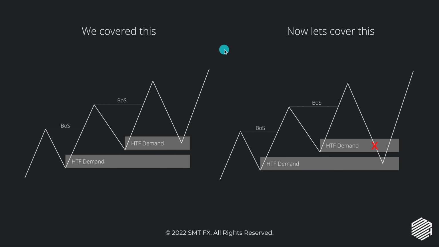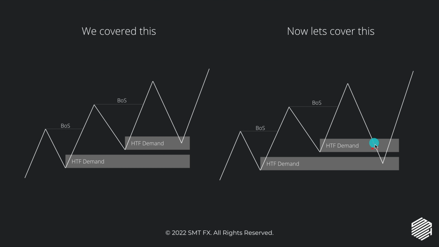Okay, so we've covered this scenario where we've got a higher time frame mitigation, we've had a lower time frame entry model. Okay, but what we're now going to cover is this example. We've got two demand zones, both of them are valid. Okay, and I get this question quite a lot. My POIs or my zones are not holding up, and I have a simple way of looking at this.